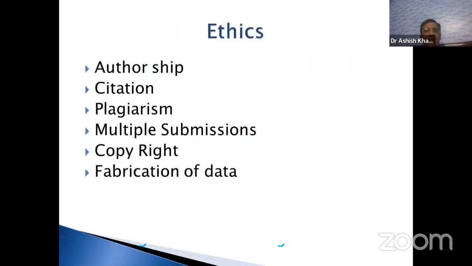Now let us come to the ethics part. Ethics covers who should be the author of your research paper. Okay, so: authorship, citation, plagiarism, multiple submission, copyright, fabrication of data. I will give you authorship here itself. Who should be the author? An author cannot be a person who is just reading your research work and giving some comments. An author should be a person who has developed some important section of the paper. Okay, so it is unethical to include authors just to increase the chances of your research work getting accepted.